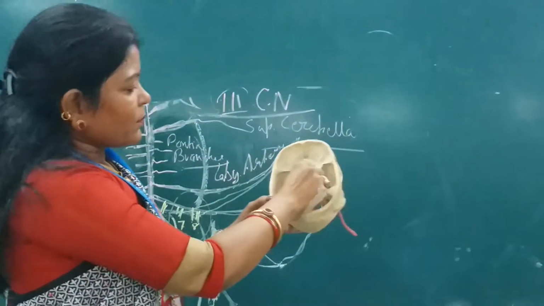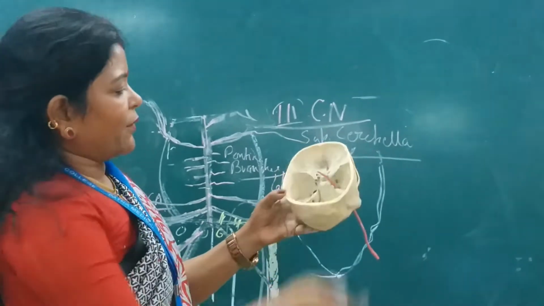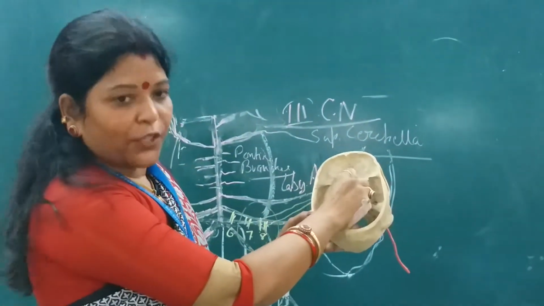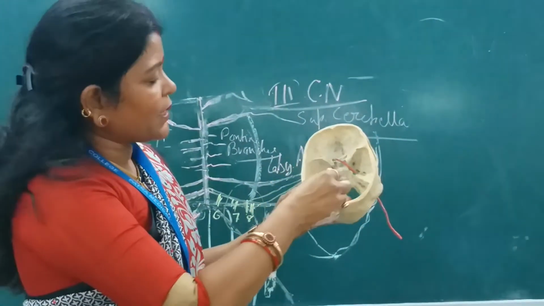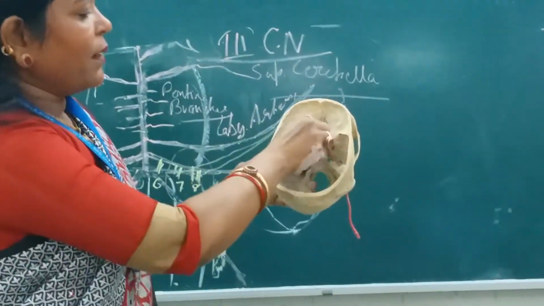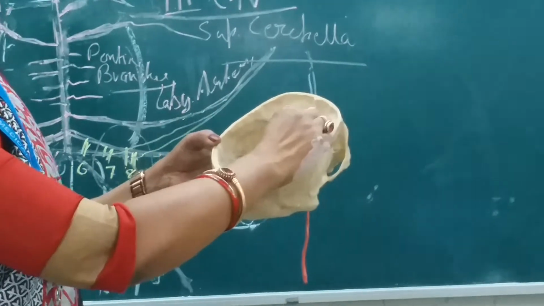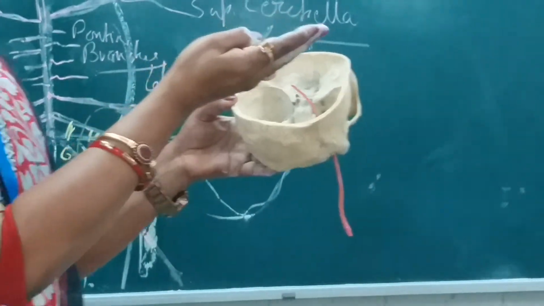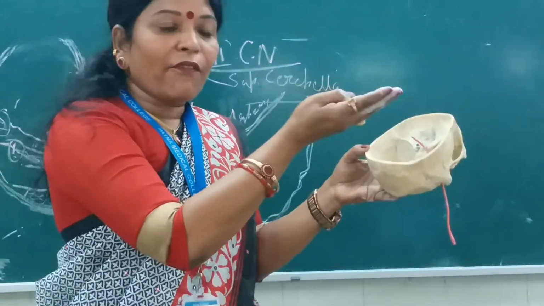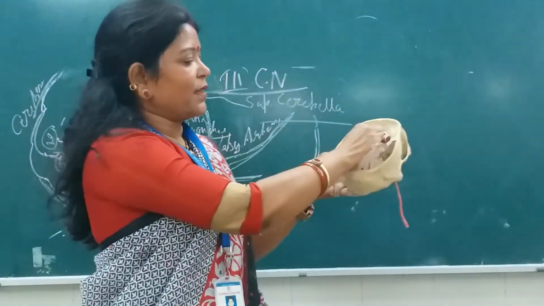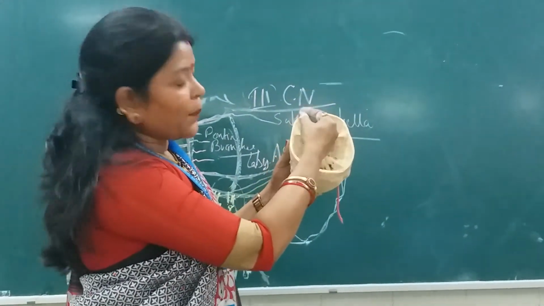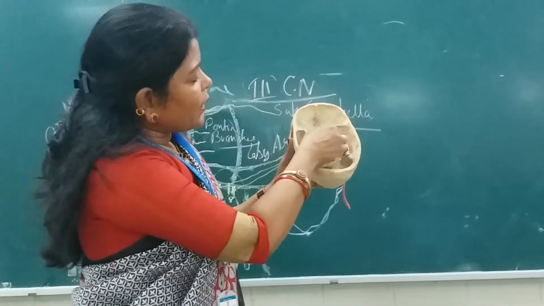And it will reach the middle cranial fossa, and it will run where? In the carotid sulcus. We have discussed all this in the cavernous sinus. And it will come out after piercing which structure? We have read the cavernous sinus.